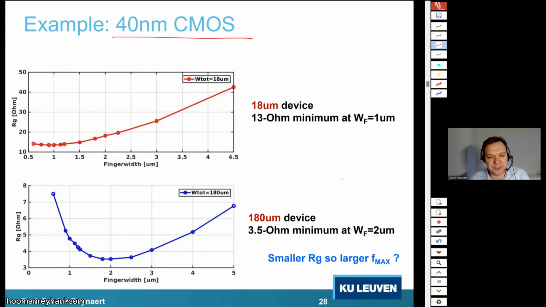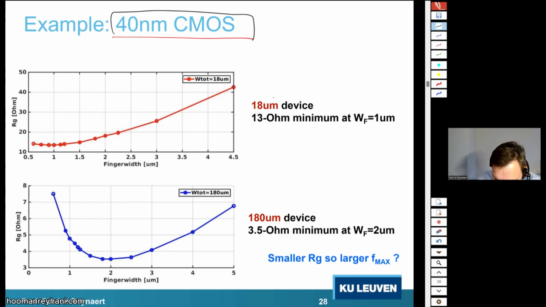So I can't really comment on gate all around at this stage, but I can comment that for planar, we are able to reach the optimum. For FinFET, we are not able to reach the optimum because we would like to have fewer fins per finger. Gate all around, I don't know yet. But let's look at 40 nanometers, and basically it's the same in 28.